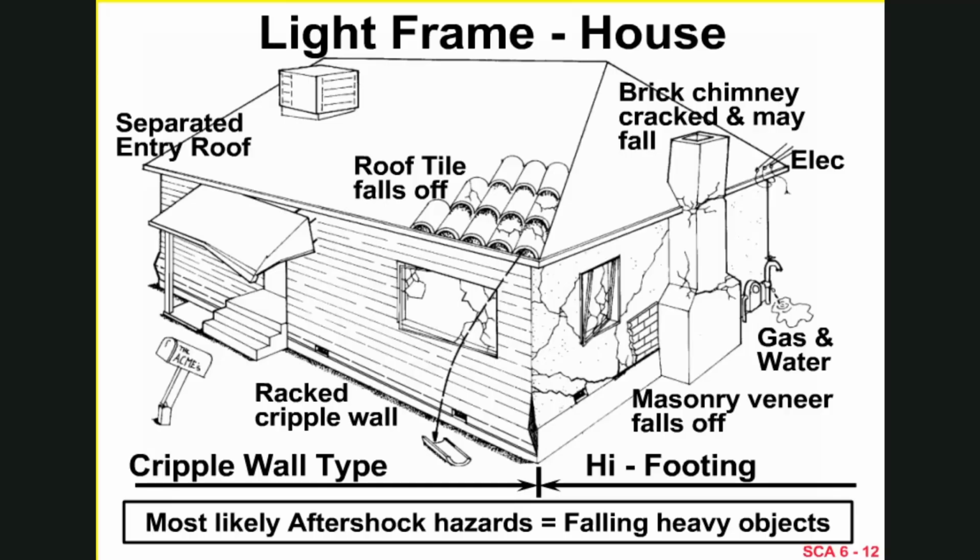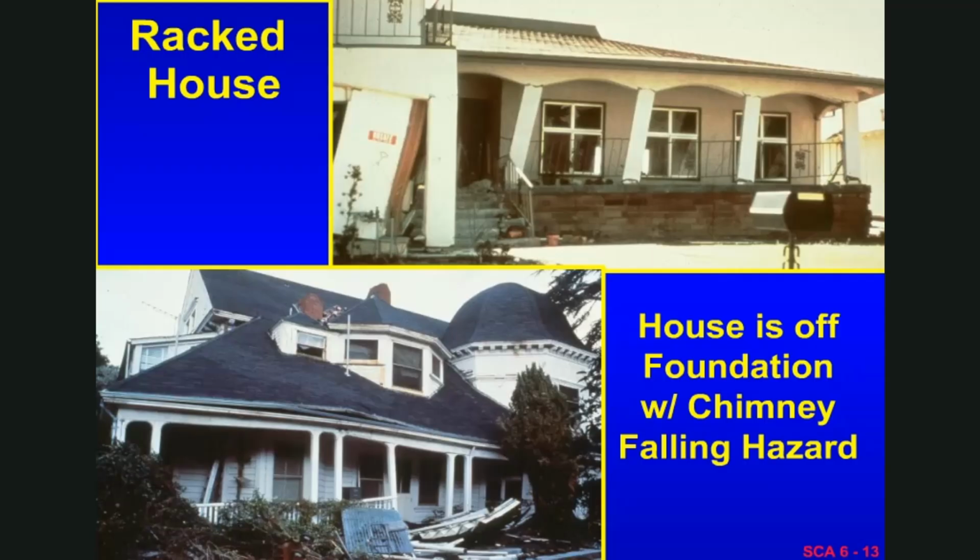The other hazards normally are things that are not consistent with the wood structure itself, like heavy clay tile roof and the chimneys. Chimneys are historically the poorest performing part of any house residence that's built out of wood. So here are some examples.